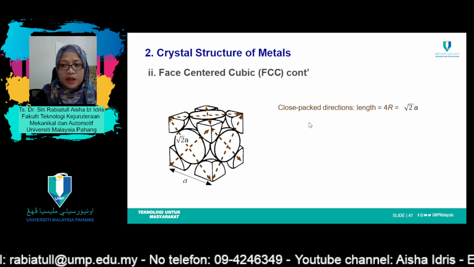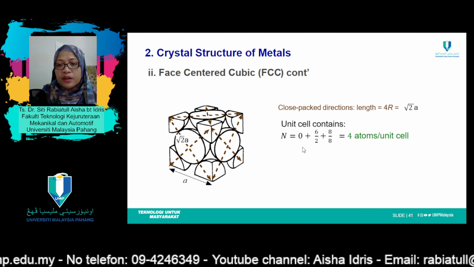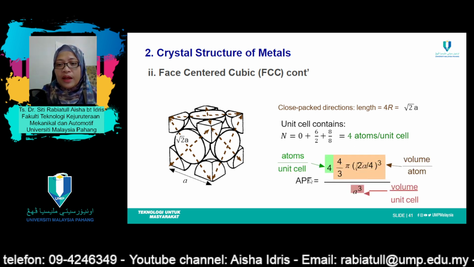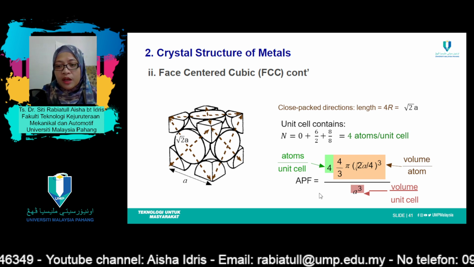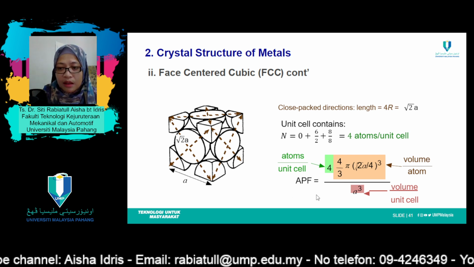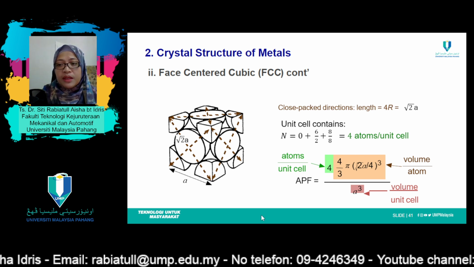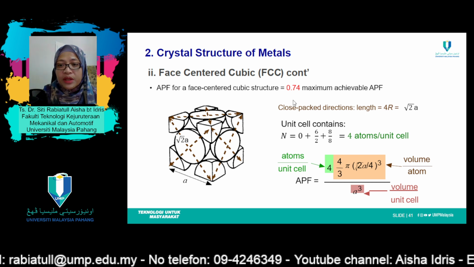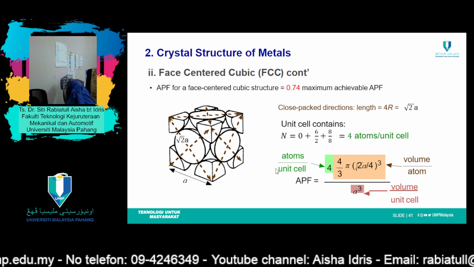All right, so now you have this relation and you have also calculated the number of atoms. Finally, you can calculate the value of APF. Again, don't forget to multiply by the number of atoms in that cell. Substitute all the data, and you should be able to get the APF equals 0.74.